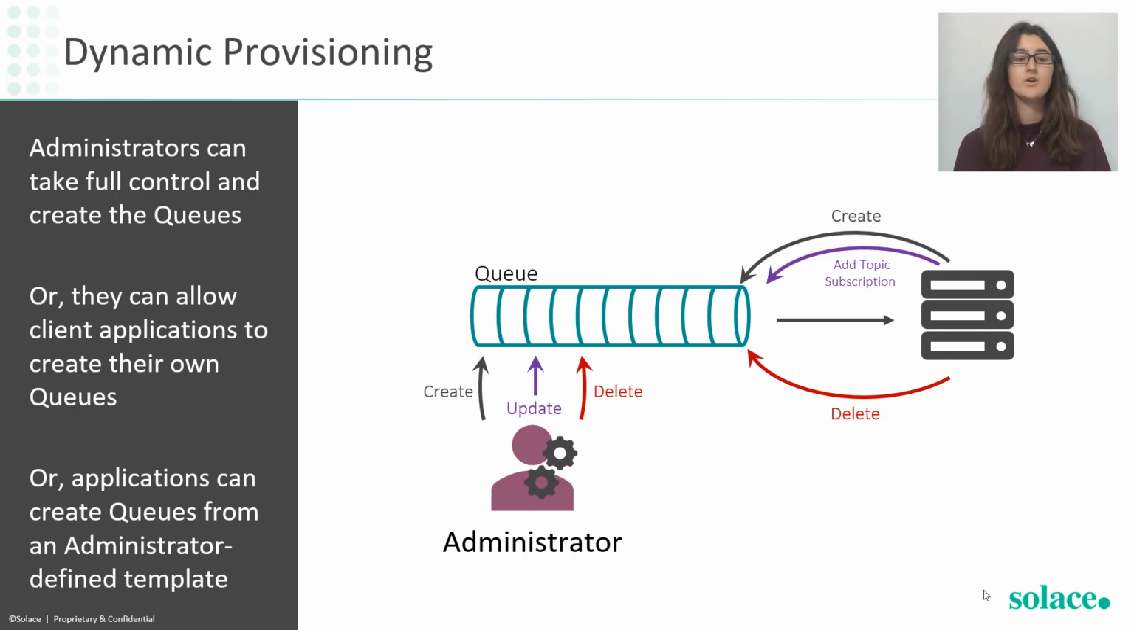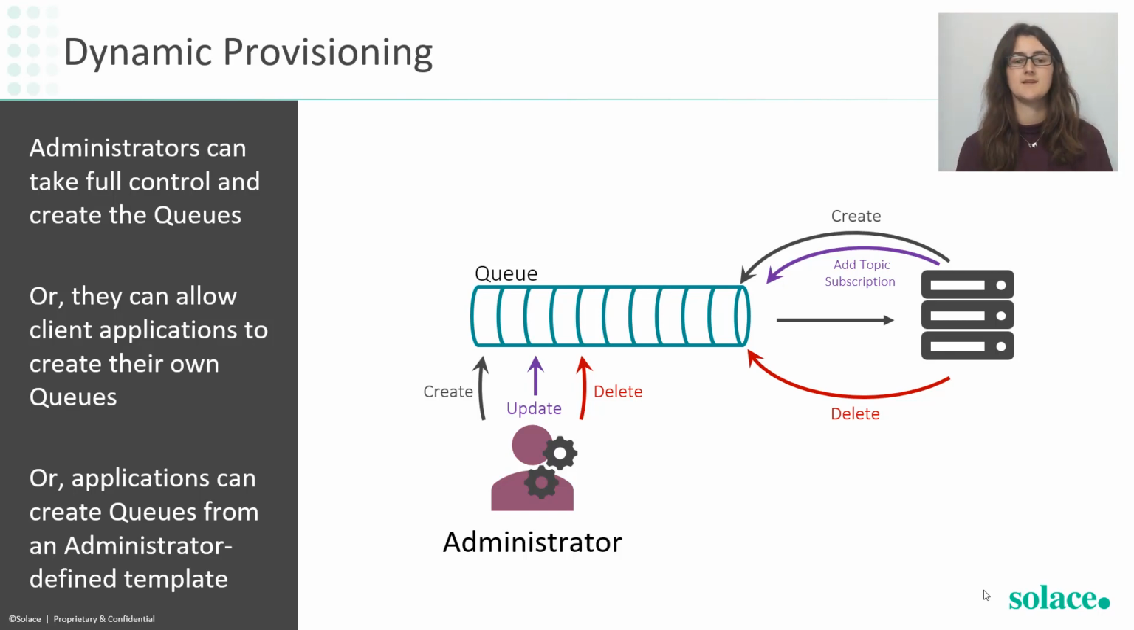So dynamic provisioning. Administrators can take full control of creating the queues and leave that up to your operations team or your application support team. Or you can push that onto the client applications to do. The client applications would be provided permissions to do so, and they can provision a durable or non-durable queue.